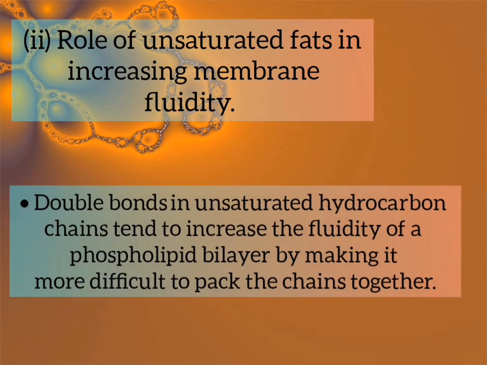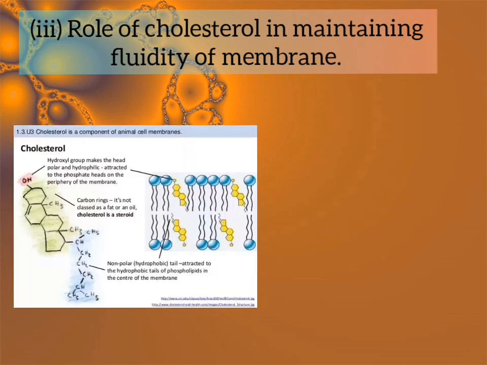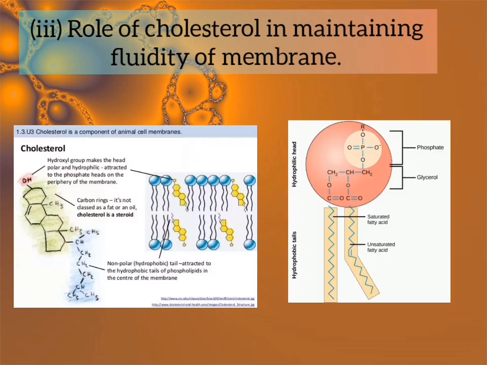Role of unsaturated fats in increasing membrane fluidity. Double bonds in unsaturated hydrocarbon chains tend to increase the fluidity of a phospholipid bilayer by making it more difficult to pack the chains together. Role of cholesterol in maintaining fluidity of membrane. Cholesterol molecules orient themselves in the lipid bilayer in such a way that their hydroxyl groups remain close to polar head groups of the phospholipids. The rigid plate-like steroid rings interact with and partly immobilize those regions of hydrocarbon chains that are closest to the polar head groups, leaving the rest of the chain flexible, as shown in the figure.